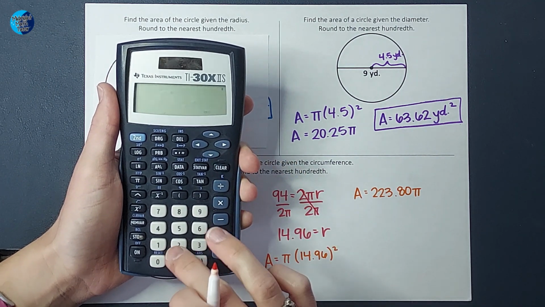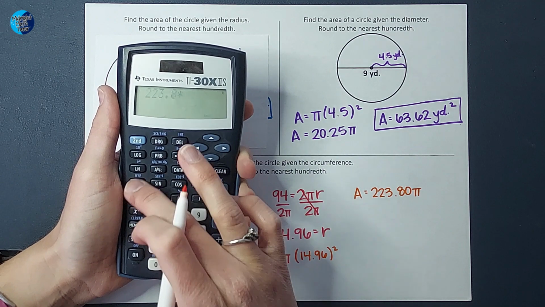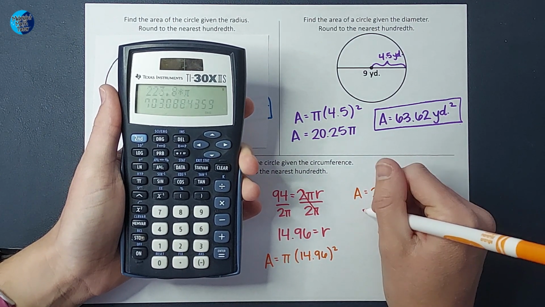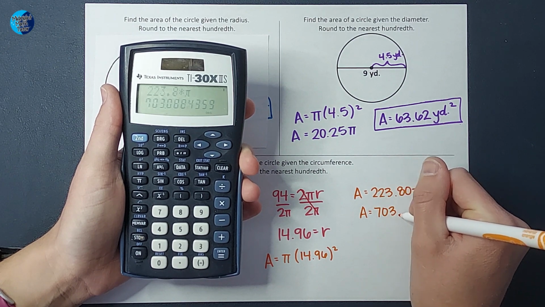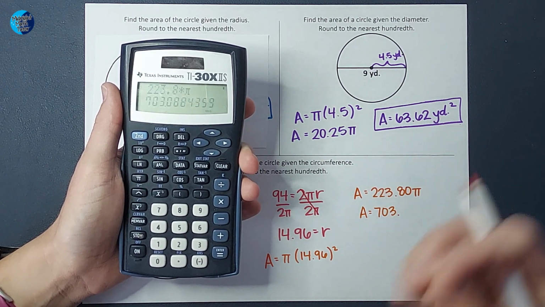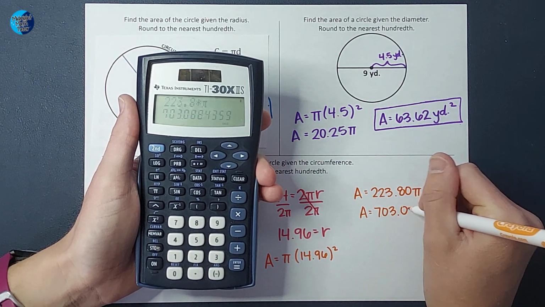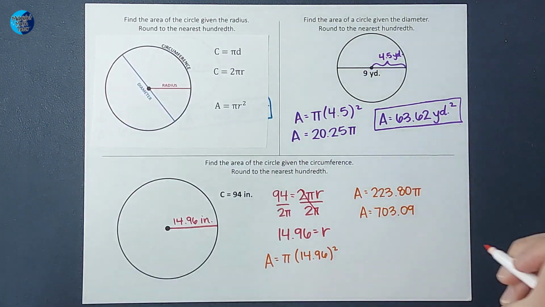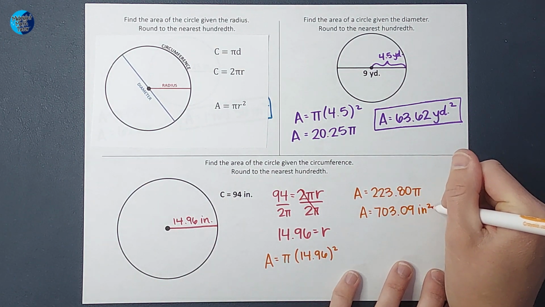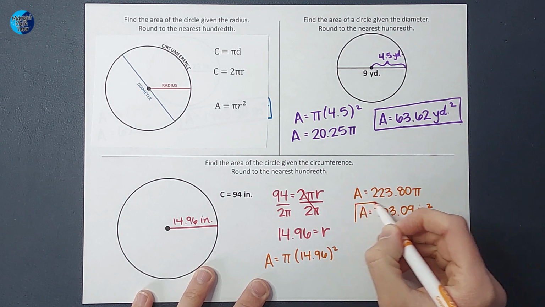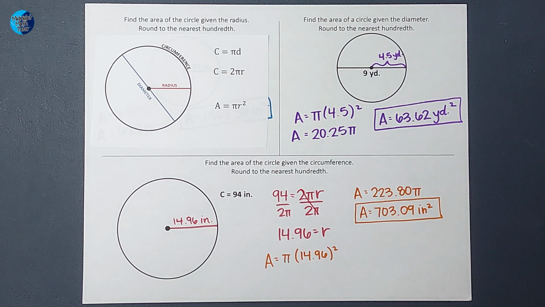So 223.80 times pi, and I get 703.088. So again, it wanted the nearest hundredth, so I'm going to round that to 703.09. And we are in inches, and it's area, so we are inches squared. You will also see it sometimes written as square inches, either way.